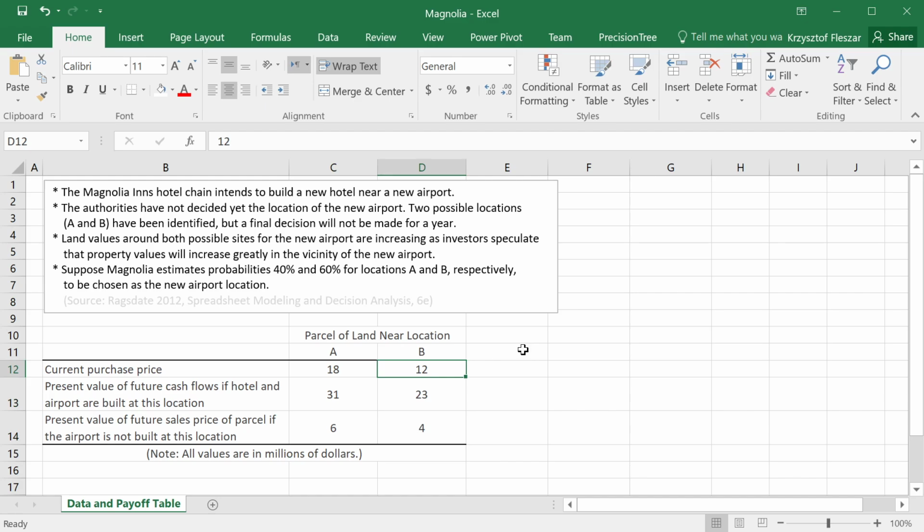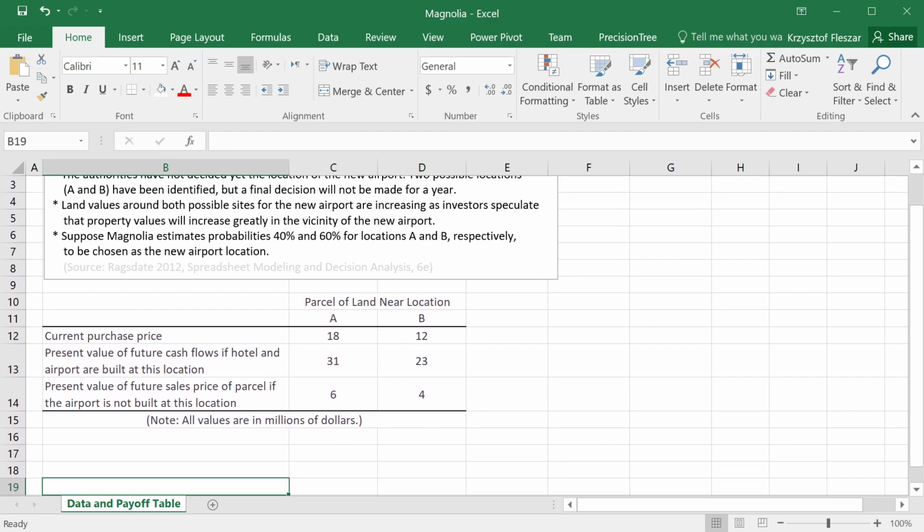So the first thing that we need to understand in order to model this problem is what kind of decisions are available. The obvious thing is that we need to decide whether we buy land at some parcels or not. But what are exactly our options? We need to list those exactly.